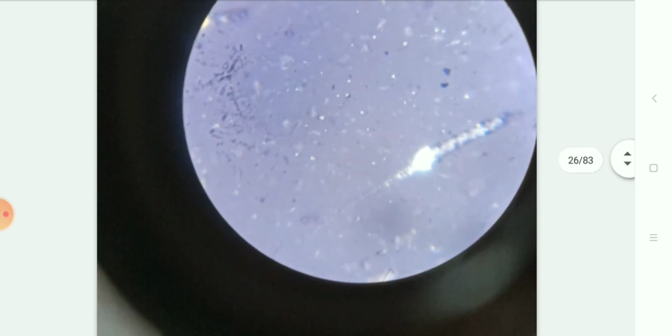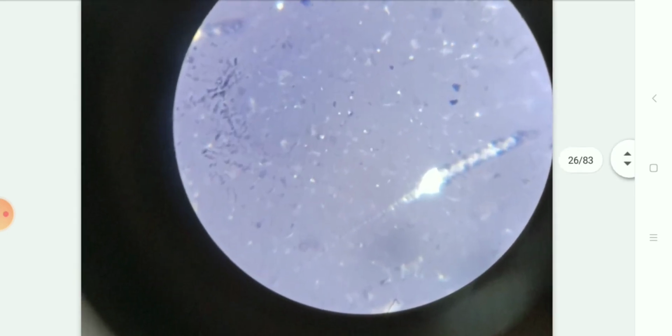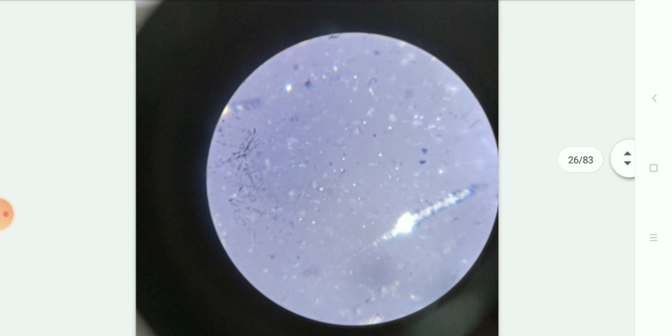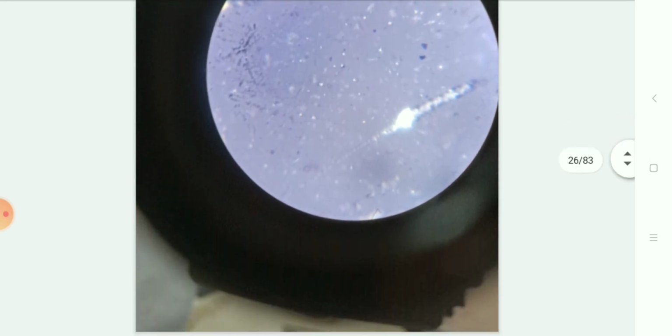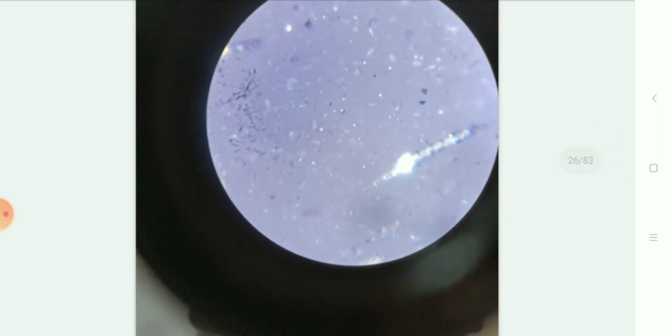And the next slide shows, as you can see, the background is stained. So it is a negative staining. Okay. So name the staining method used. It is negative staining. Name 2 capsulated bacteria. It is used to visualize the bacteria which are very difficult to stain. So bacteria like Haemophilus influenzae, Neisseria meningitidis, Pseudomonas aeruginosa, etc. are stained using this method.